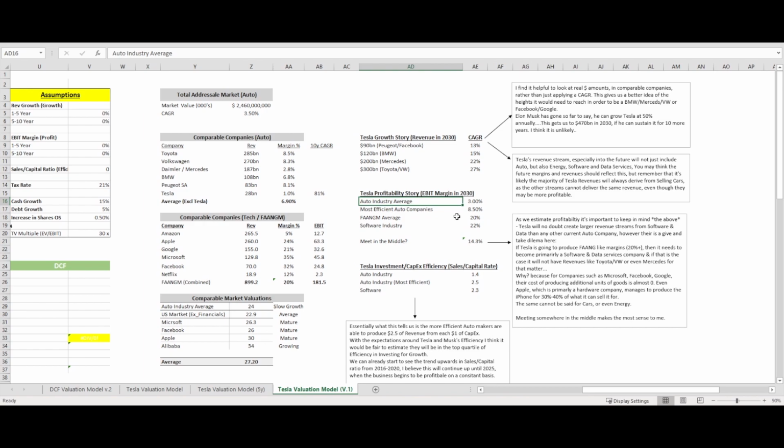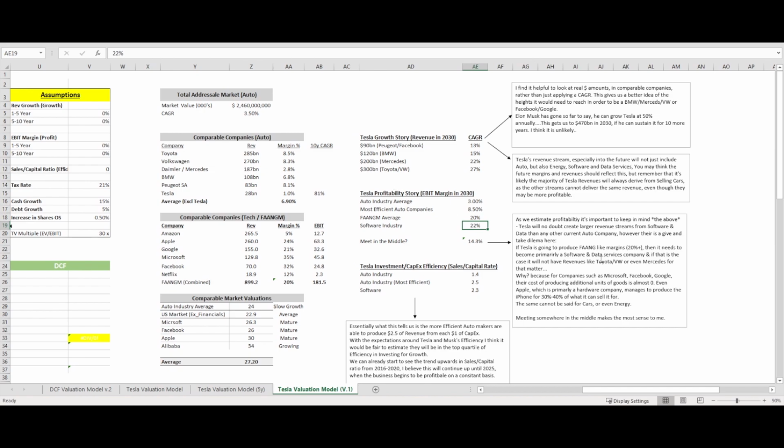So if Tesla is going to produce FANG-like margins, the average of 20% or more, then it needs to primarily become a software and data services company. If that is the case, it's likely it will not have revenues like the big car companies, like Toyota and Volkswagen, or even Mercedes for that matter.